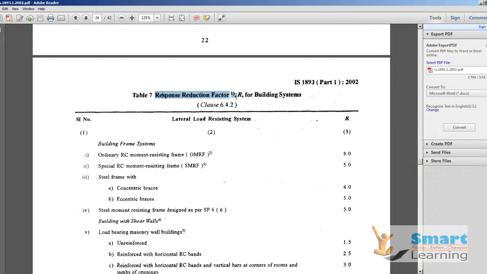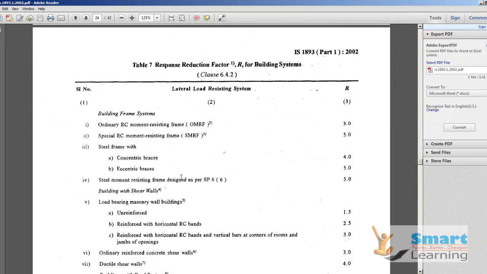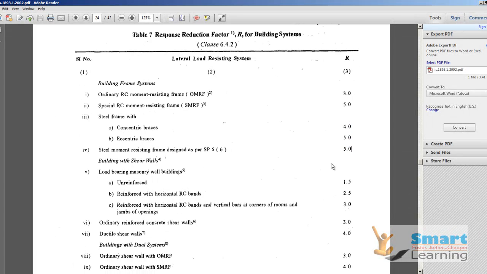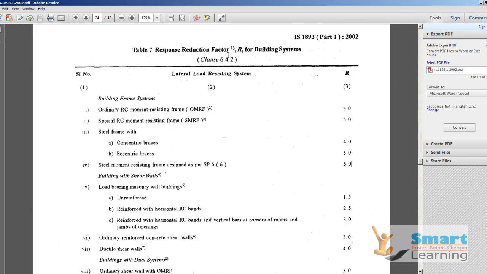The response spectrum reduction factor R, which we will be using, is 5 as the steel moment resisting frame as per SP6. So this we are going to use in our project, 5. And for different projects you can see these factors, this we are going to refer.